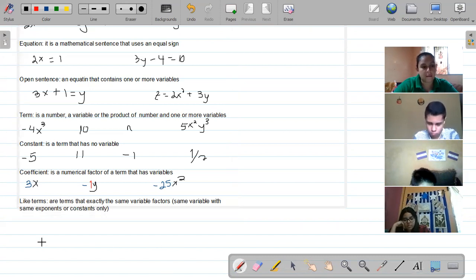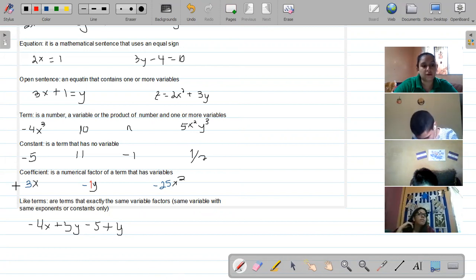Okay, so for example, if I have -4x plus 3y minus 5 plus y. And we're going to identify the like terms. So do we have a like term for -4x? No, because there's no other variable that has an x. Do we have another like term for 3y? Yes, we do. Which one? Positive y. Do we have a like term for -5? No, we don't. So the only like terms that we have in this exercise is 3y and y.